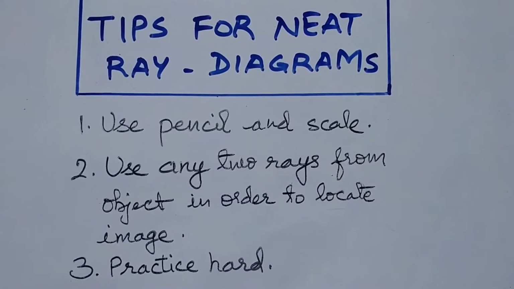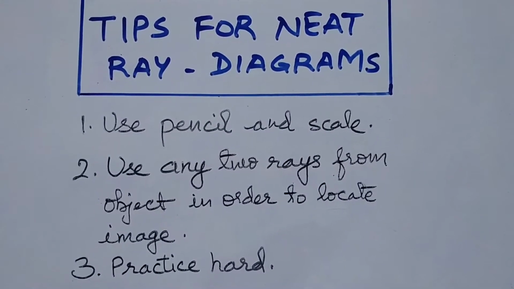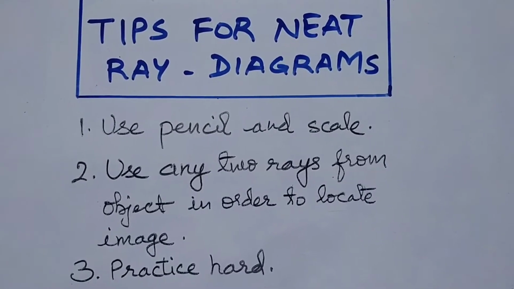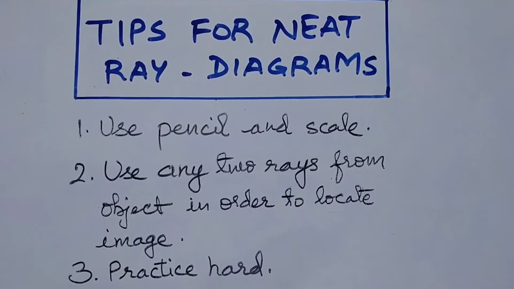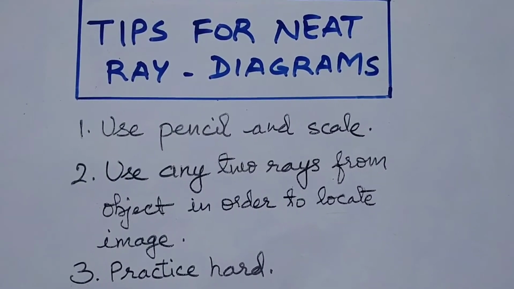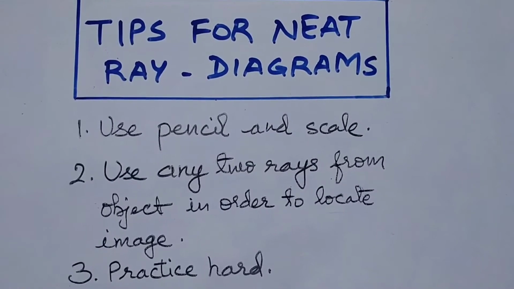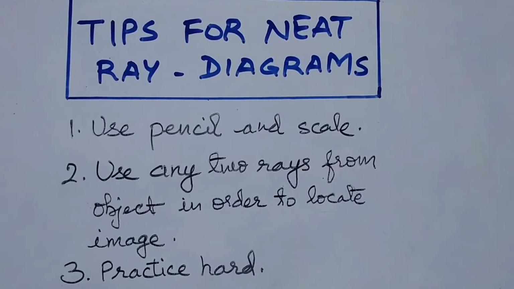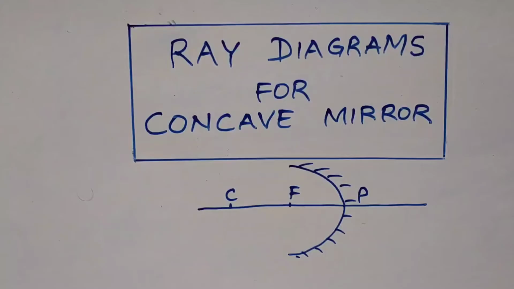Now you have to keep in mind certain points. The very first point is that while drawing ray diagrams you have to use pencil and scale. And the second point is that you have to make use of any two rays from the object in order to locate the image. And at last, you have to practice hard so that you are able to make neat and clear ray diagrams.